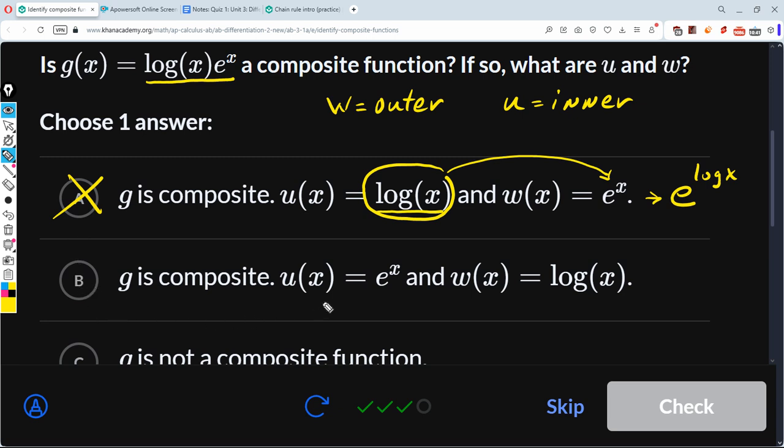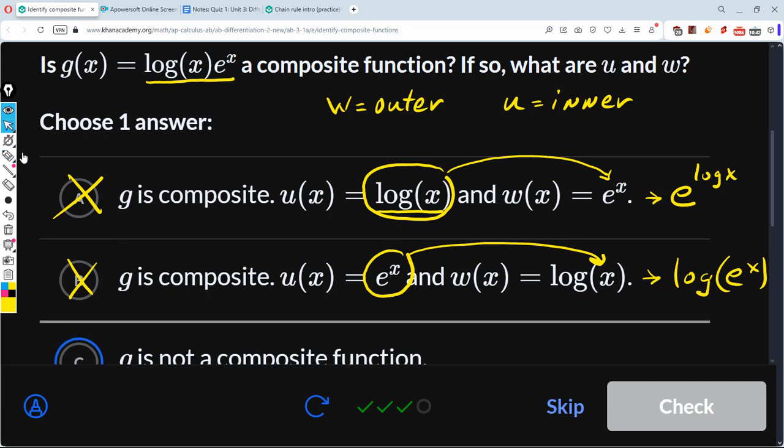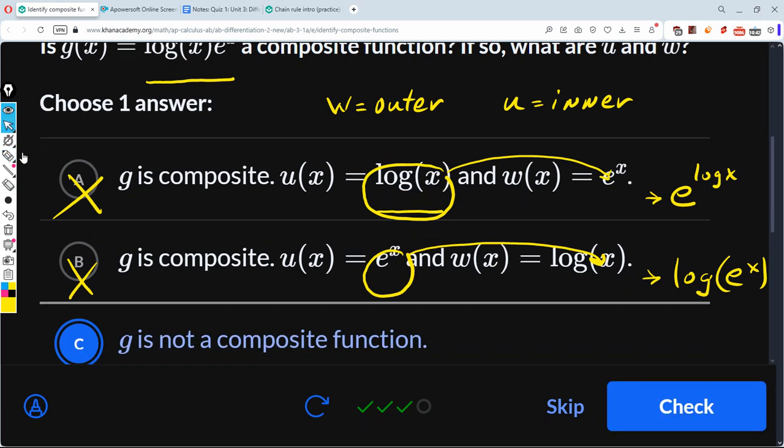Moving on to answer B. U is the inner, W is the outer. We're going to take U, the inner, and sub it into W, the outer function. So in place of X, we have the log, and in place of X, that's going to be e to the X. Log of e to the X. Does that match the original? No, this is log of X times e to the X. So this one doesn't match either. So in that case, G is not a composite function.